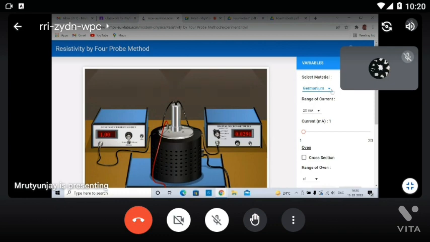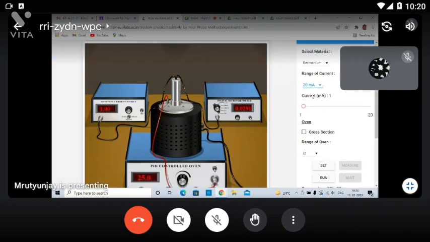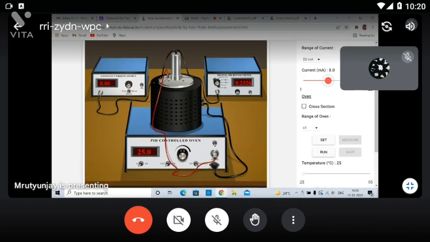Here there is silicon and germanium, but you have to select germanium. First select the material, then select the range of current. It should be 20 milliampere because we are going to set the current to 8 milliampere, and 20 milliampere is the maximum. You can change the current up to 20 milliampere; no need to set 200 milliampere. So first set the current to the required value, which should be 8 milliampere, as per the values given.